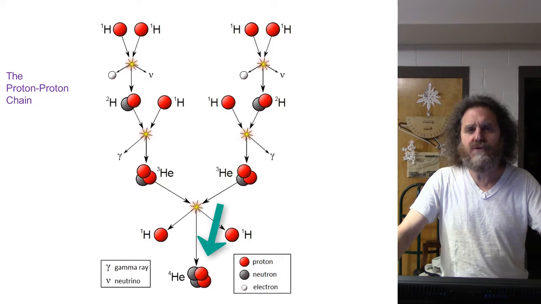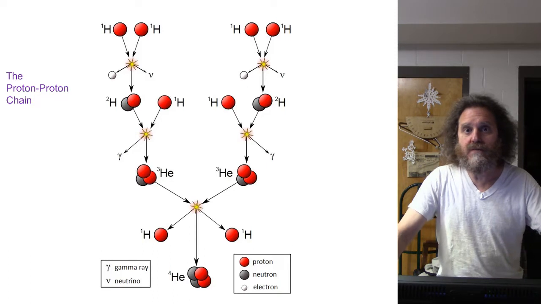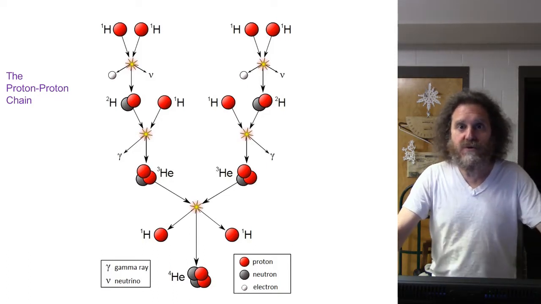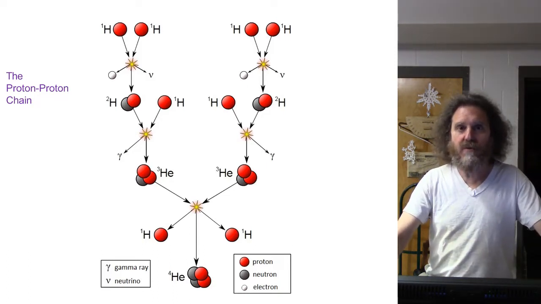Helium is element number 2, right? Two protons and two neutrons together is called helium-4. So what's happening in the core of the sun is protons are going away and helium-4 nuclei are being produced, and that's very exothermic.